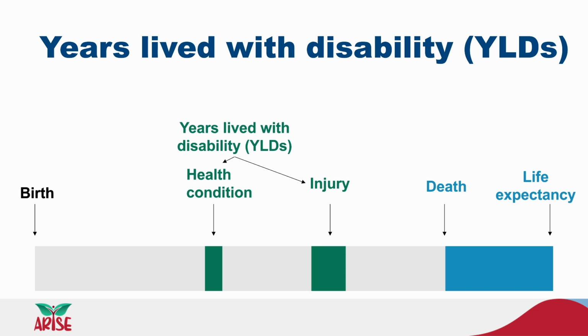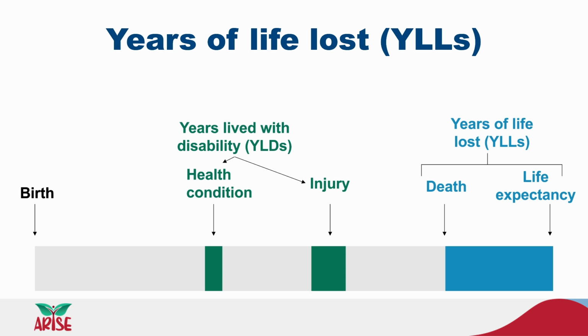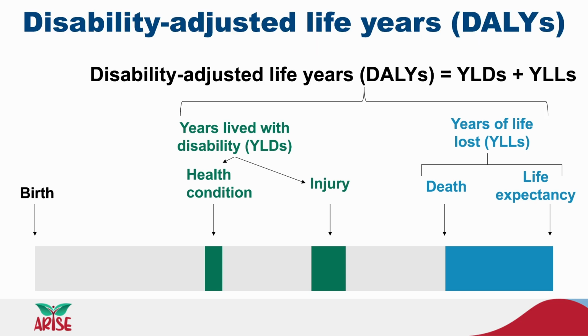We measure these periods using the metric years lived with disability, or YLDs. As mentioned, this person died earlier than expected, and the period between the person's death and life expectancy is measured using the years of life lost metric, known as YLLs. As you can see, we have a metric of morbidity or poor health and a mortality metric. To assess the burden of disease, we take both these metrics, YLDs and YLLs, into account. They combine to give us disability-adjusted life years, or DALYs.